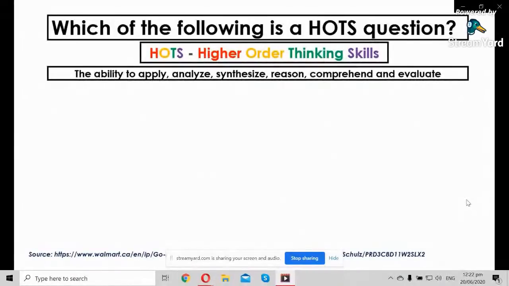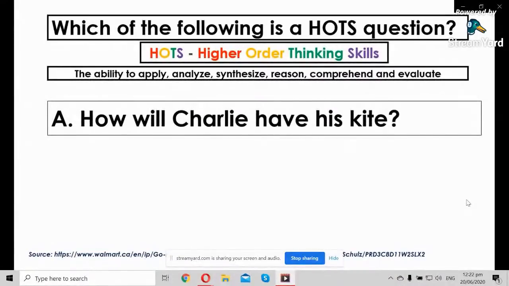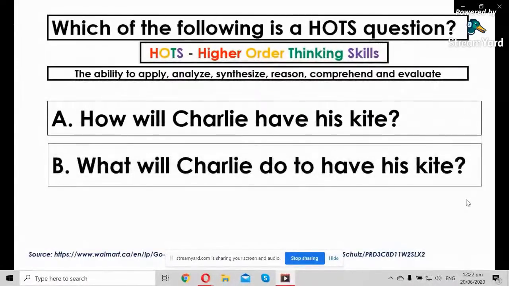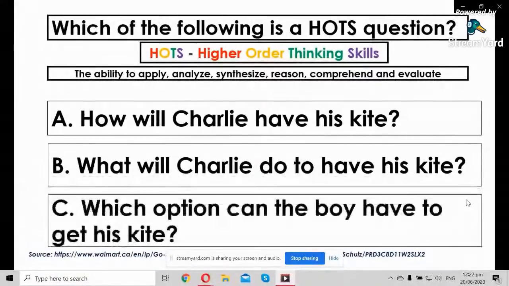Great. Now, let's try to guess some questions in here. Letter A. How will Charlie have his kite? Letter B. What will Charlie do to have his kite? Letter C. Which option can the boy have to get his kite? Now let's go back to the question. Which of the following is a HOTS question? Can you write down your answers? Go!